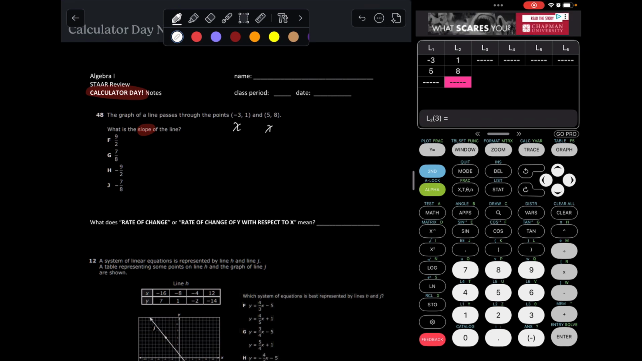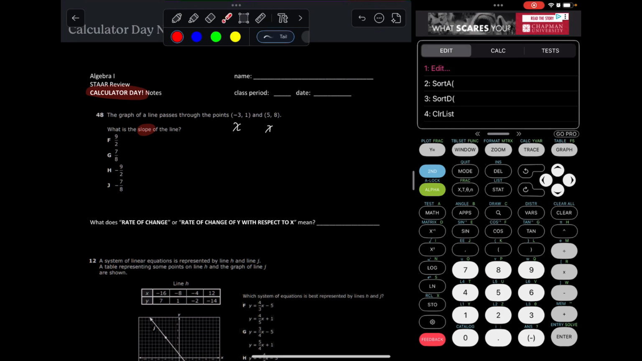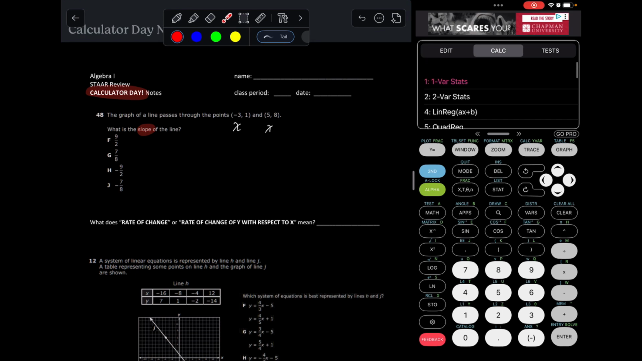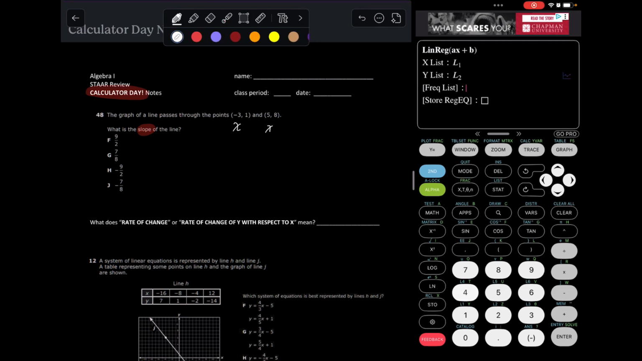So now that we have plugged in everything we need, we're able to get the information out of the calculator. So we're going to go back to stat, the same button that we started with. But this time we're going to scroll over to the second column. Now here you're going to be given a bunch of options, and you're going to use 3 of these options in the STAR test, but for this first problem, we're going to use the 4th option. So you're going to click on number 4.